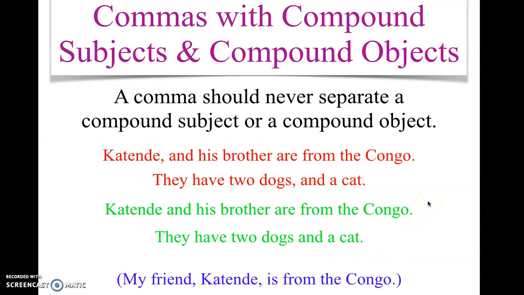Now, sometimes we do want to use two commas if the information is not necessary. If it is supplemental, we might say, my friend, comma, Katende, comma, is from the Congo. We don't need this information. If we took this information out, my friend is from the Congo, this is still a sentence. So supplemental information, information that is not necessary, we do use two commas, right, to add it to the sentence.